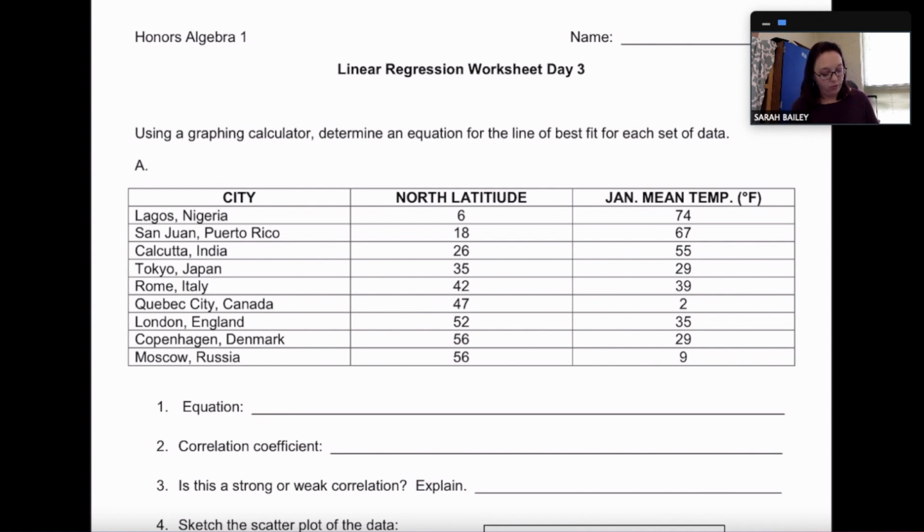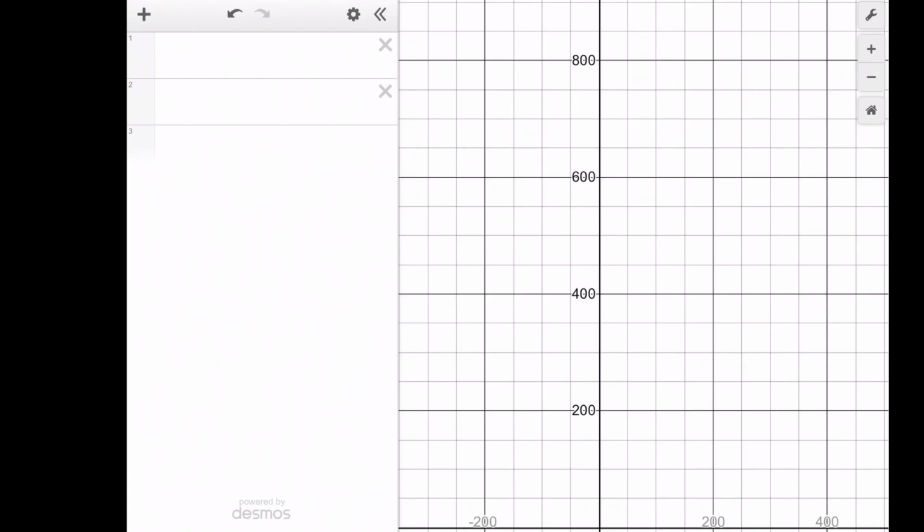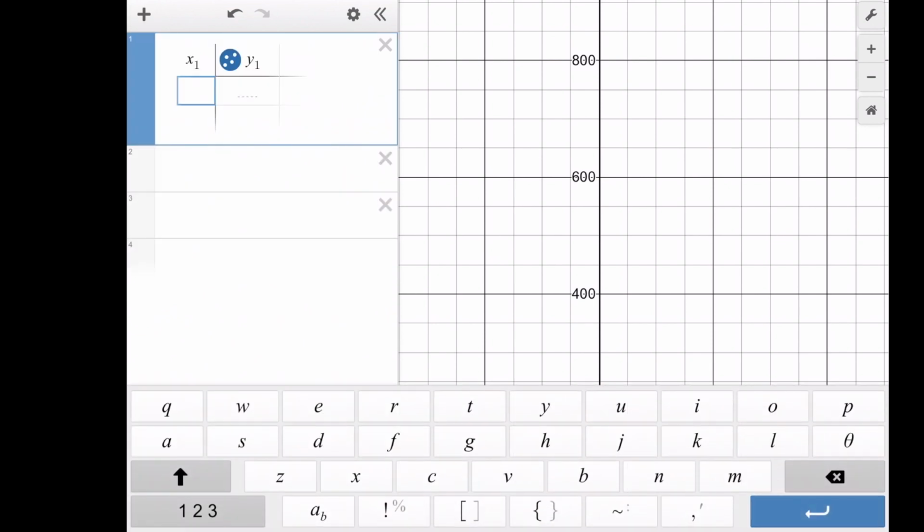So we're going to come over here. And it says, using a graphing calculator, determine an equation for the line of best fit for each set of data. So when I get ready to do this, first I'm going to let that north latitude be the X values, the January mean temperatures be the Y values. So I'm going to go on into Desmos, and just like I did before, I'm going to pull up a table, and I'm going to enter in the north latitude information into my table.